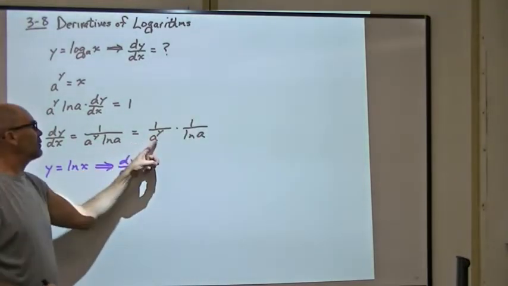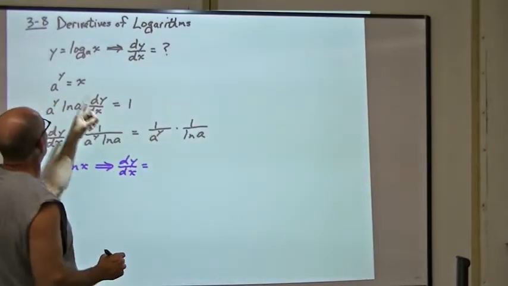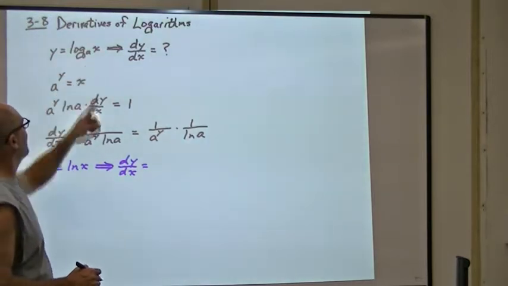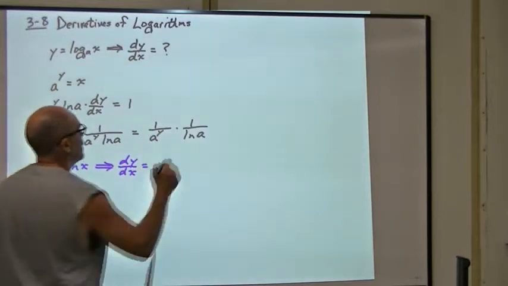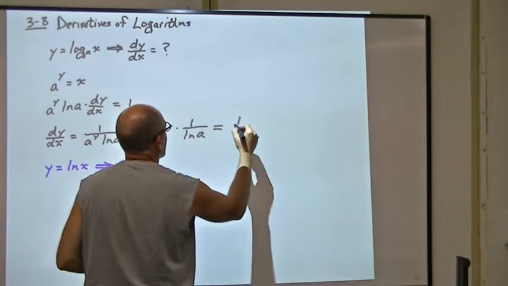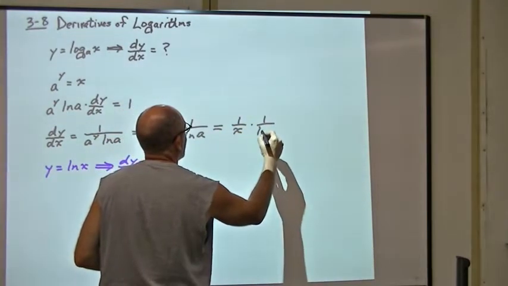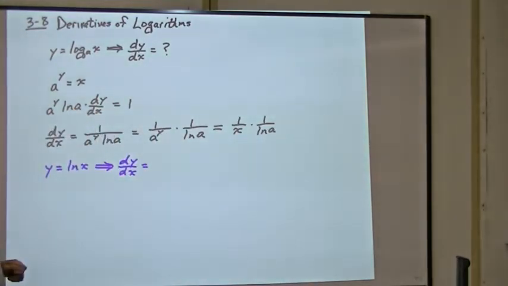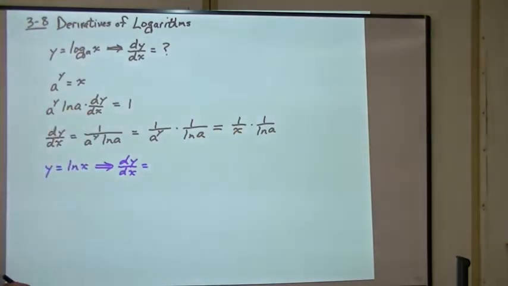Okay, notice we don't want 1 over a to the y. We want to know what y is. Well, y equals log base a of x, or what I could say is a to the y equals x. So that means this equals 1 over x times 1 over natural log a. So this is what we really want: 1 over x times 1 over natural log a.